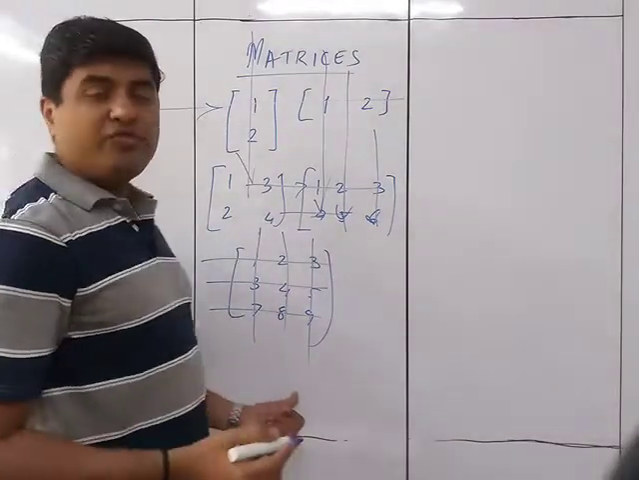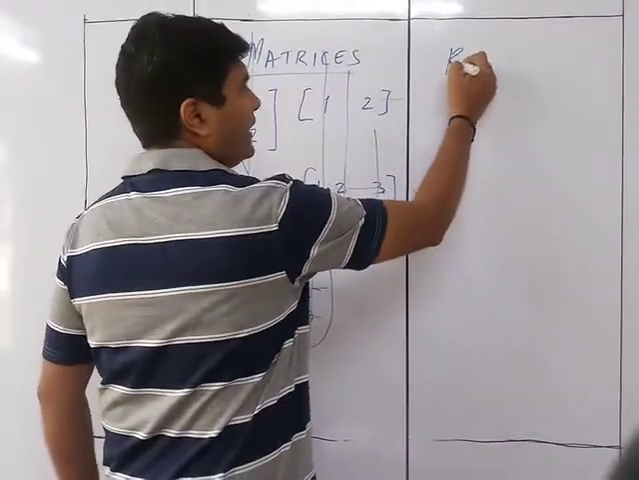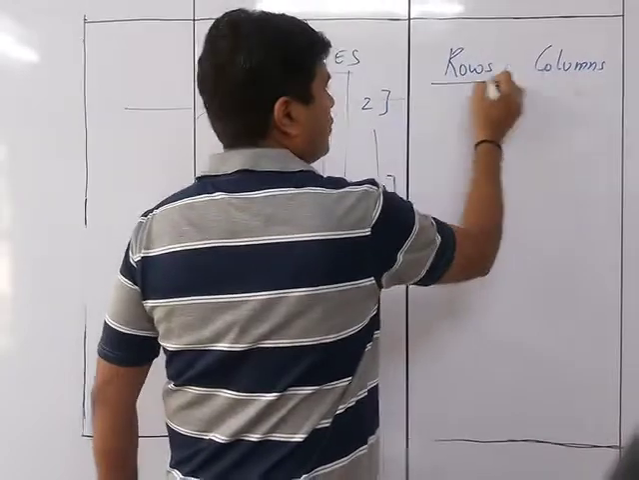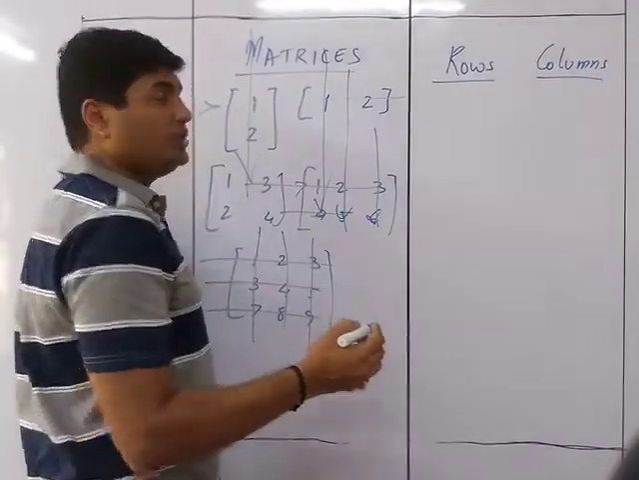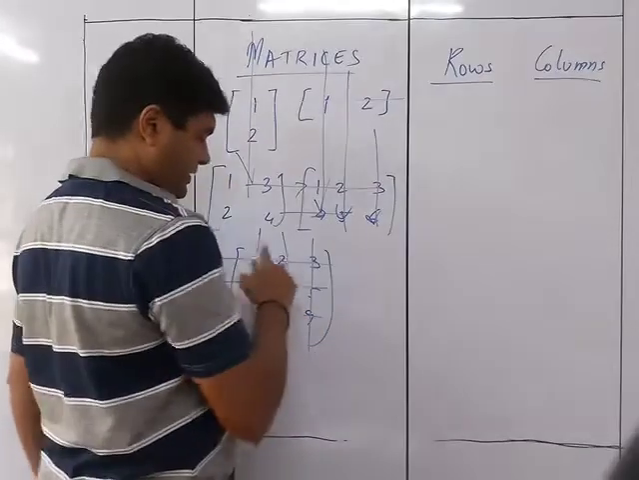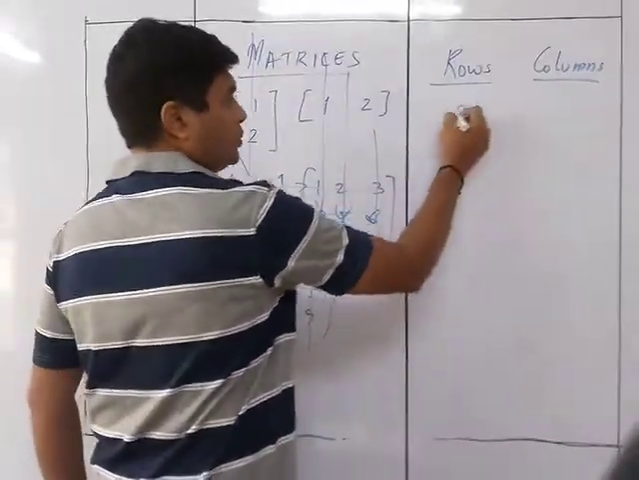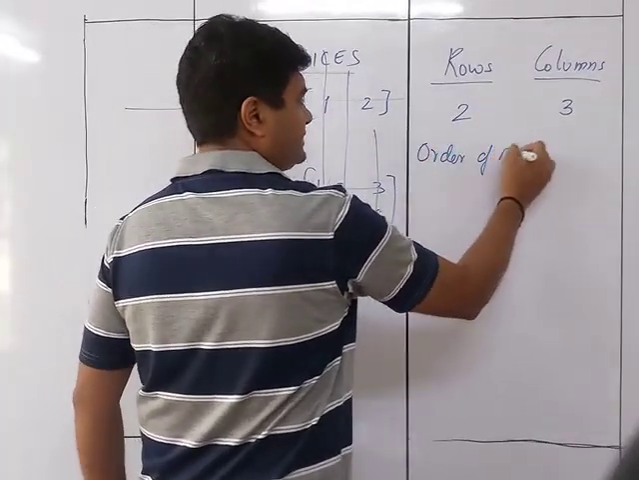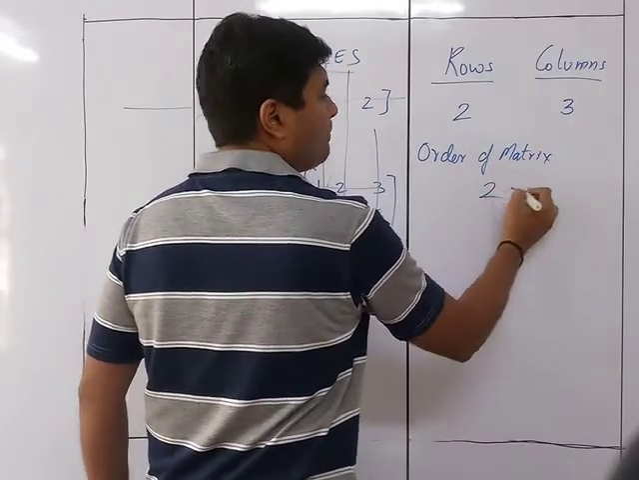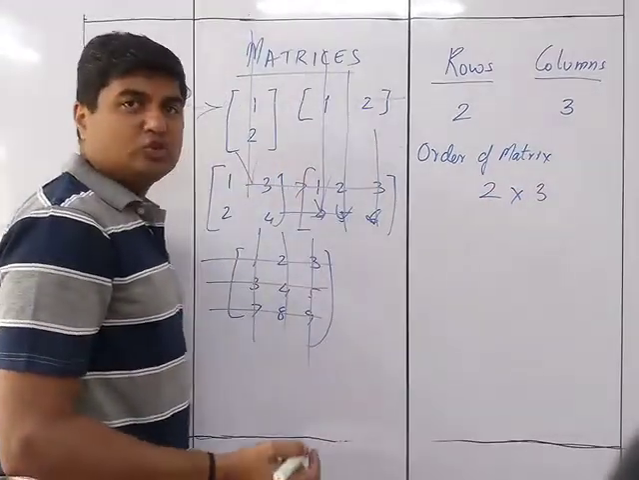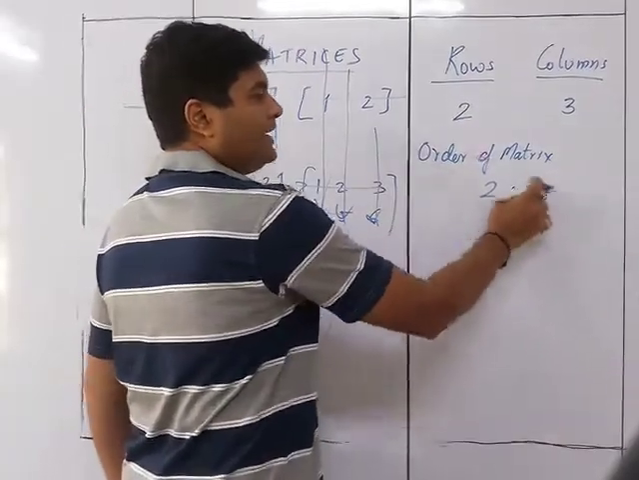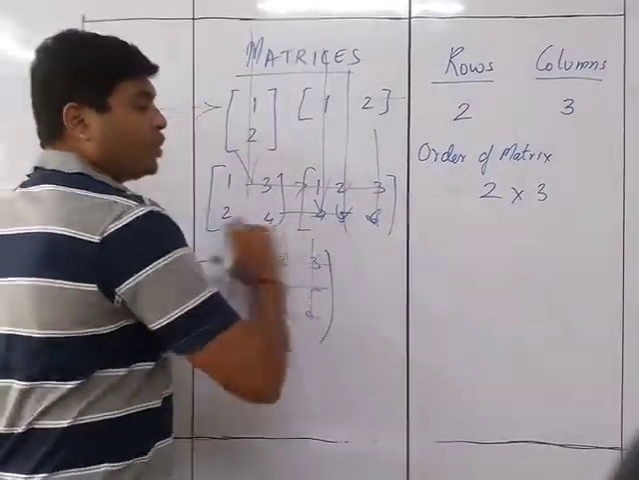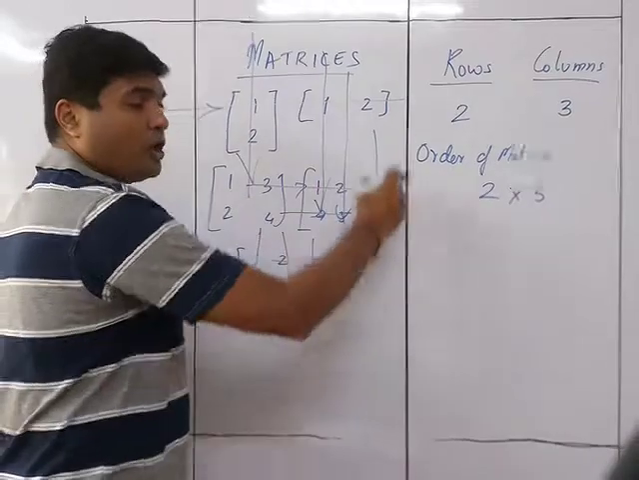So accordingly, a matrix will have a number of rows and a number of columns, and this number of rows and number of columns gives you the order of the matrix. Suppose over here there are 2 rows and 3 columns, so the order of the matrix is 2 by 3. You are not saying 2 multiplied by 3, it is 2 by 3. So when I say it's a 2 by 3 matrix, that means the number of rows is 2 and the number of columns is 3.